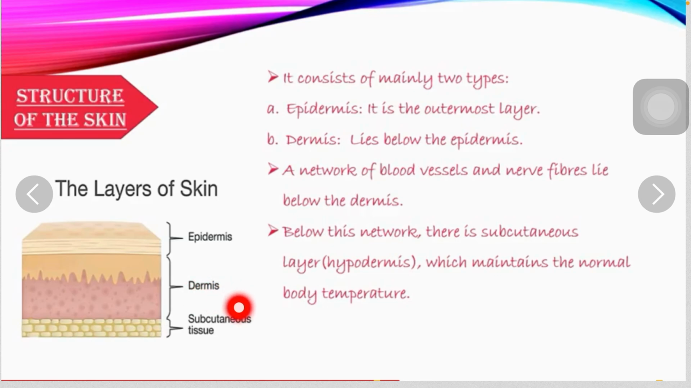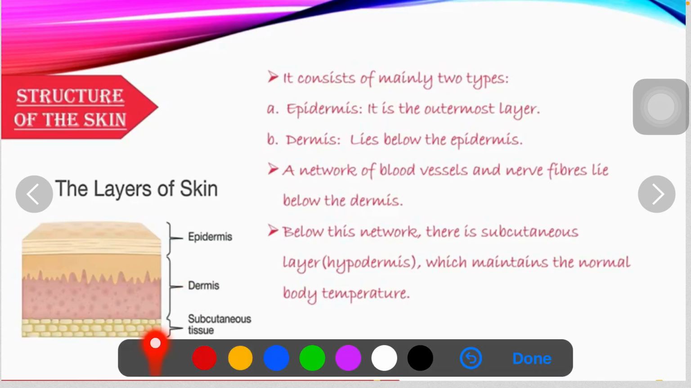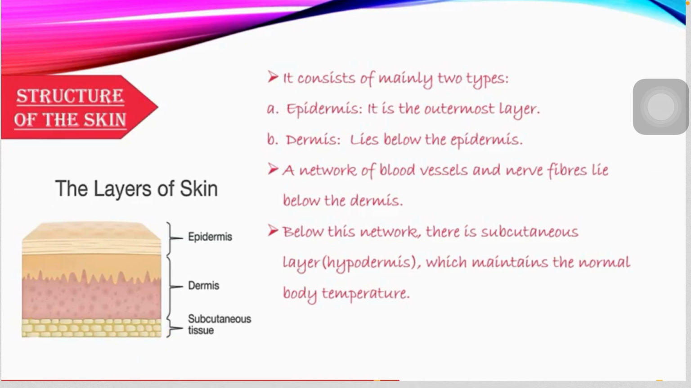Below the dermis, there is a network of blood vessels and nerve fibers. As you can see here, this is the network of blood vessels and nerve fibers. The subcutaneous layer under this network maintains normal body temperature. This epidermis has various layers. This is subcutaneous tissue which controls the body's temperature. So student, our skin consists of two main layers, that is epidermis and dermis. Then there is a network of blood vessels and then last is the subcutaneous tissue.